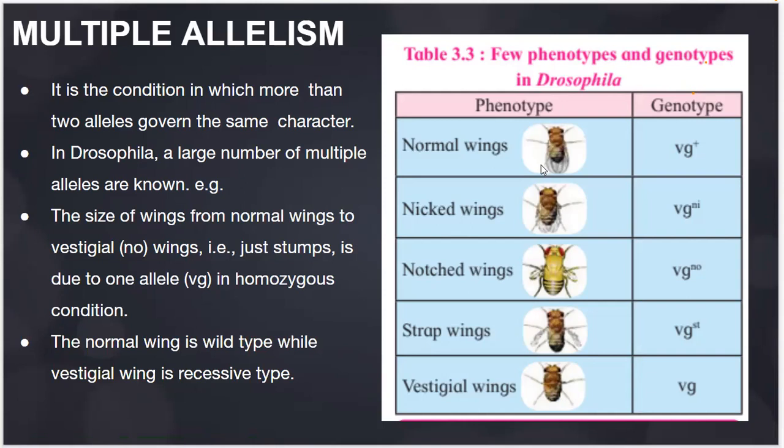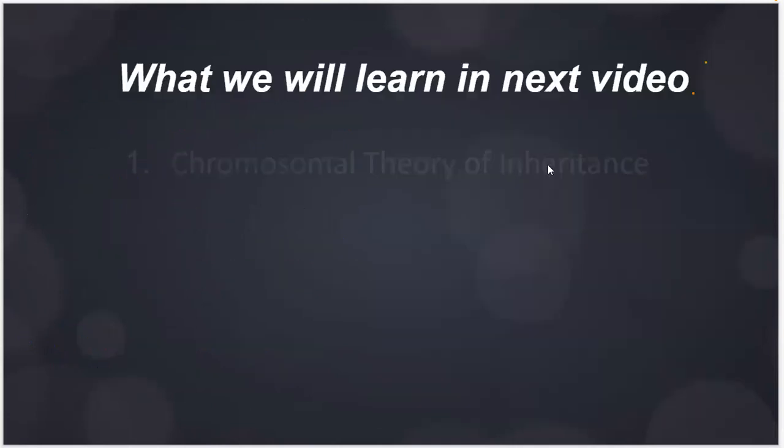So depending upon what type of vg allele is there, it will give that particular type of wing to the Drosophila. The character is the same, that is the wings of the Drosophila, but depending upon which allele is there, different types of wings can exist in a Drosophila: from normal wings to no wings, to notched, to strap.